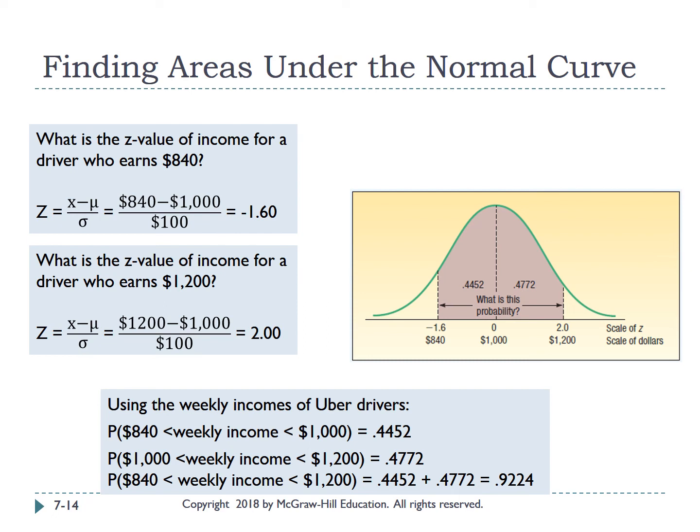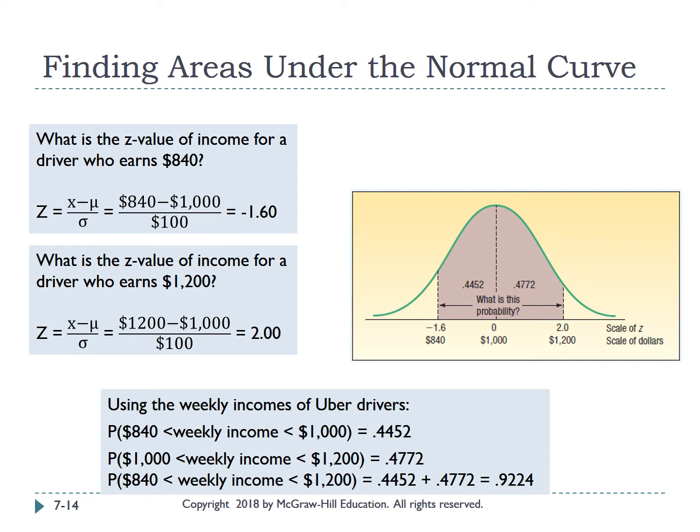Suppose we want to find the probability that the weekly income is between $840 and $1,200. To solve this question, we start with finding the Z value for the weekly income equal $840 and the Z value for the weekly income equal $1,200. From above, we know that Z1, which is corresponding to 840, is equal to minus 1.6, and Z2, which is corresponding to 1,200, is 2. So the probability of the weekly income between 840 and 1,200 is the same as the probability of Z between minus 1.6 and 2.